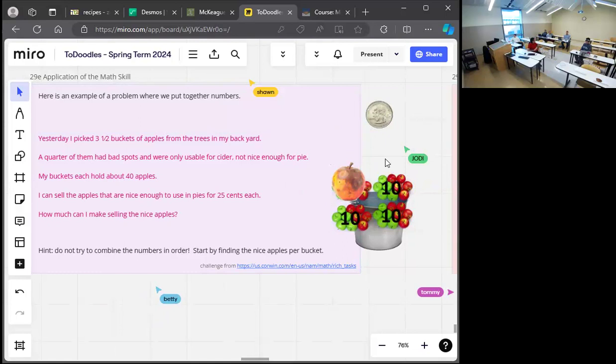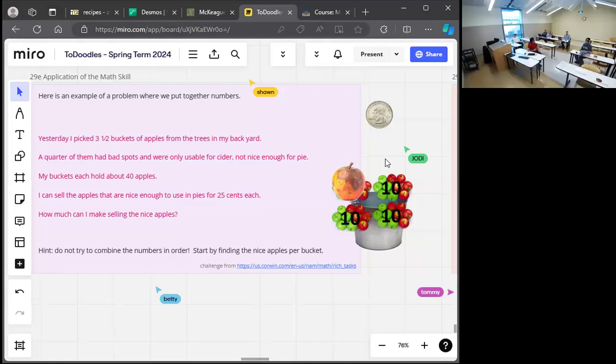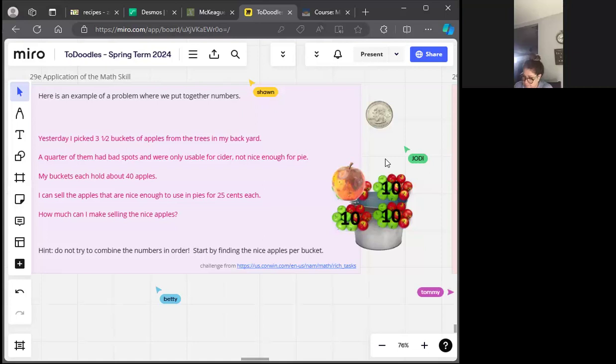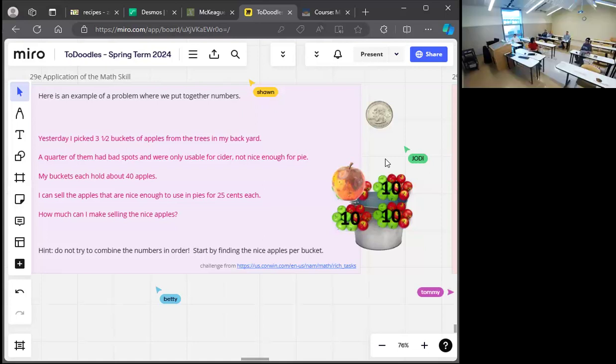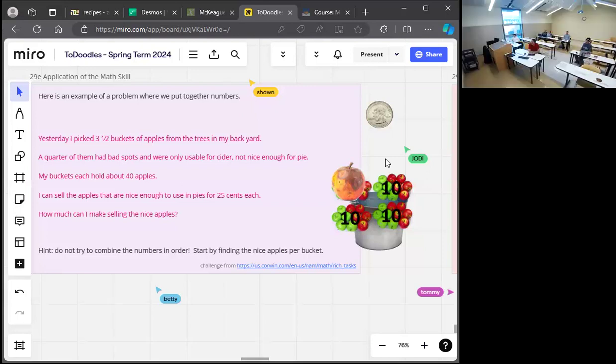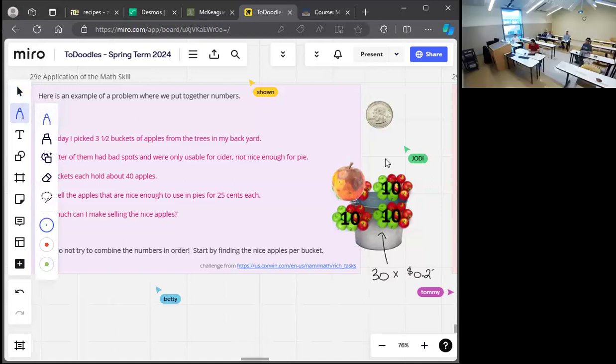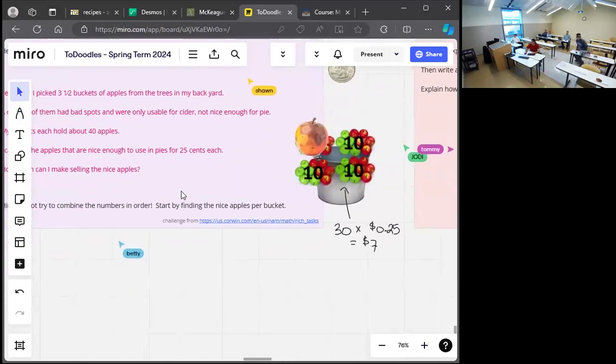4 quarters would be $1. 8 would be $2. I think $8. No, $7.50. So a whole bucket of 30 apples is $7.50. 30 times 25 cents is $7.50. I was just doing this in my head.